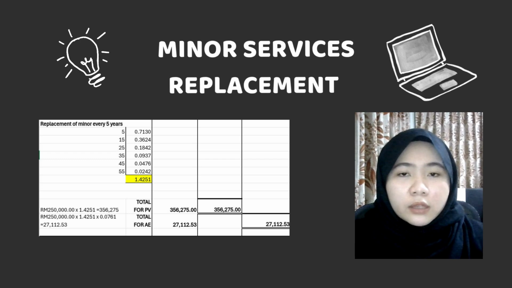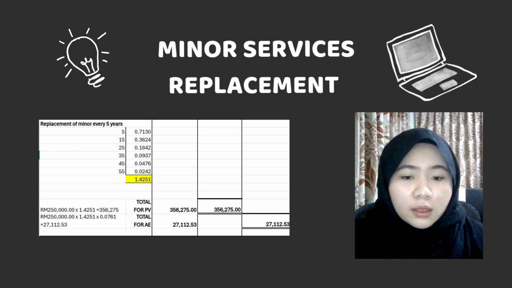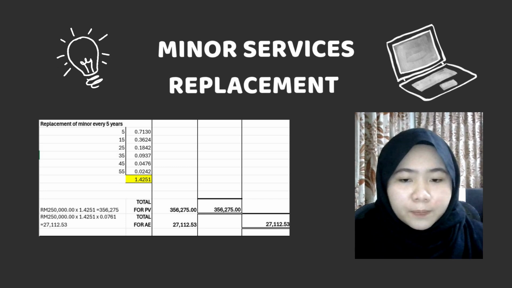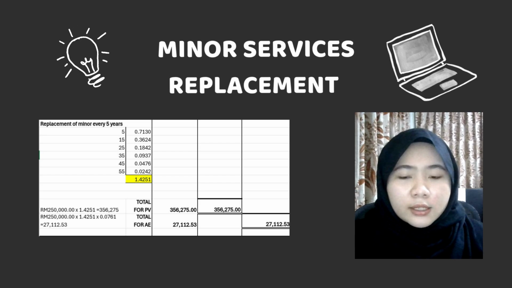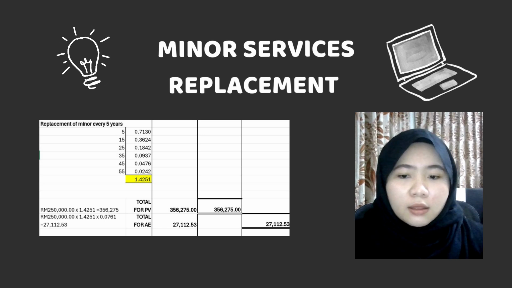Then we will get 356,275 ringgit. As for the annual equivalent method, we need to multiply the cost of 250,000 ringgit with 1.4251 and ASF plus interest rate, which is 0.0761. Therefore, we will get 27,112 ringgit and 53 cents.